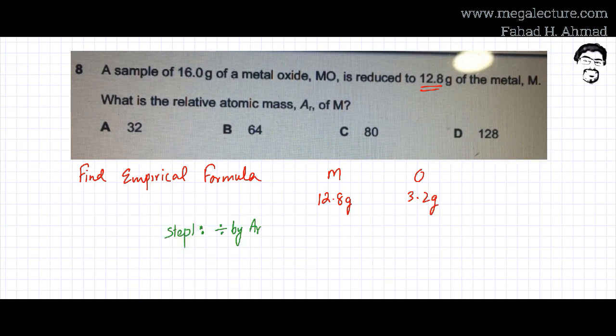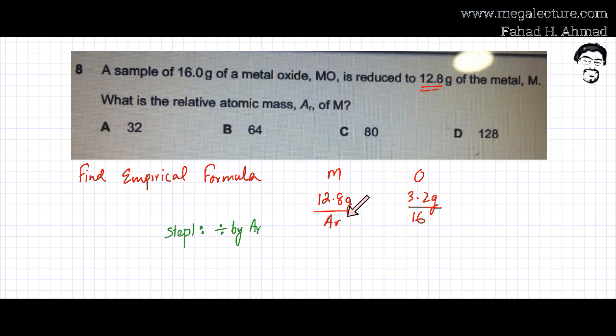Now, step 1 of finding the empirical formula is that you divide by the AR to find moles, because you want to find the ratio of M and O in the formula. So mass is given, you convert that into moles. You divide 12.8 by the AR of M, which we do not know, which we need to calculate. That's the whole question. And for oxygen we know the AR, because that's 16. So you can find the moles of the two substances in the formula.